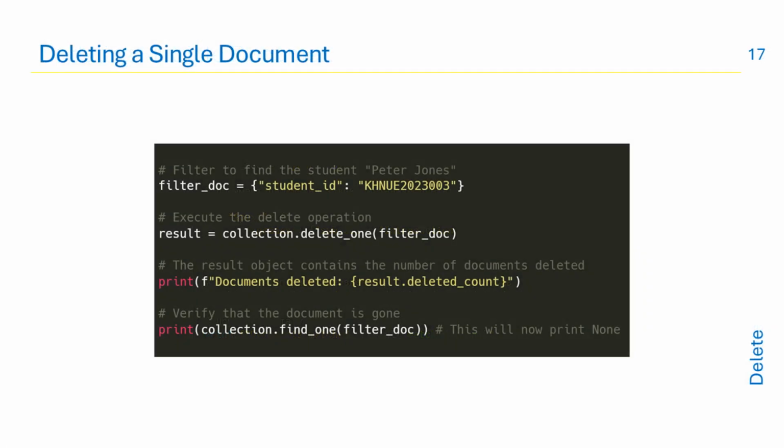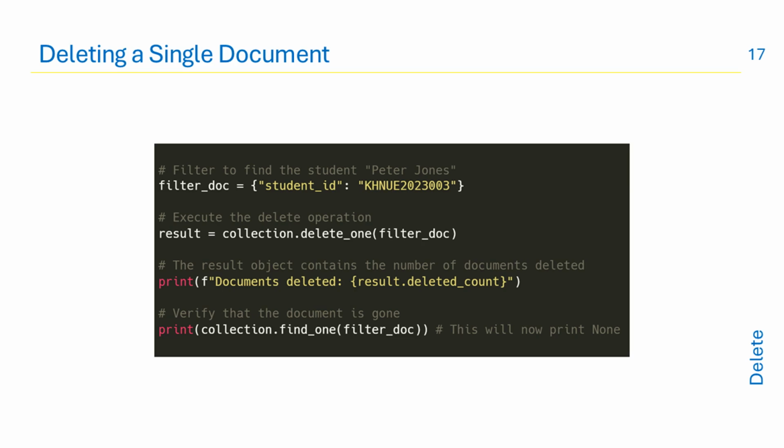We have now arrived at the final letter in CRUD. D for delete. I want to start with a strong word of caution. Delete operations are permanent. Once you remove a document, it is gone for good unless you have a backup of your database. Always double-check your filters before executing a delete command. The delete one method is straightforward. It takes a filter document as an argument, finds the very first document that matches it, and removes it from the collection.